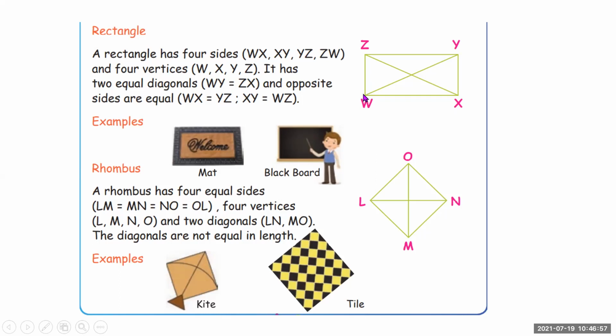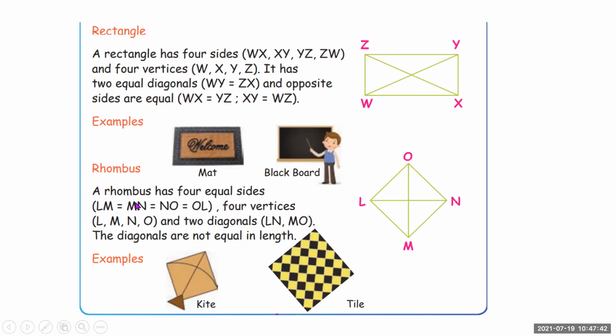And in the case of a rectangle, opposite sides are of equal length, this and that, and this and this. So WX equals YZ, XY equals WZ. And there are two equal diagonals, WY and ZX. They are of equal length also. Then there are some examples like your mat at home, the blackboard we use in classes, some books. So these are examples of rectangular shapes.